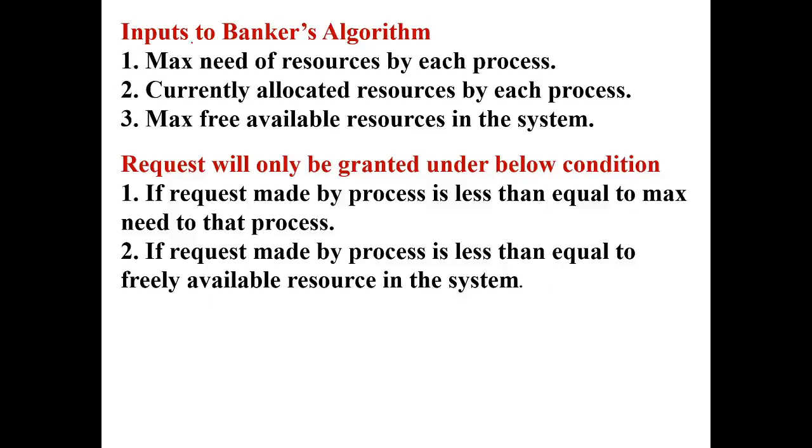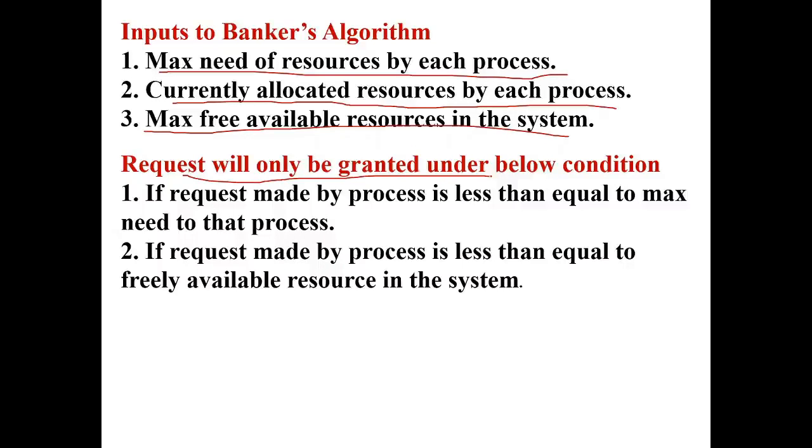For this algorithm, it needs the max need of resources by each process. Maximum need means how many resources each process needs at maximum, and it also needs knowledge about the currently allocated resources by each process, and the maximum free available resources in the system. So a request will only be granted under the following conditions. Whenever resources are allocated to processes, it is under the following conditions.